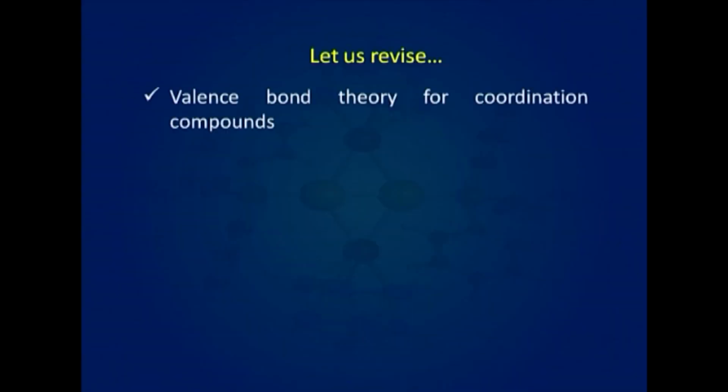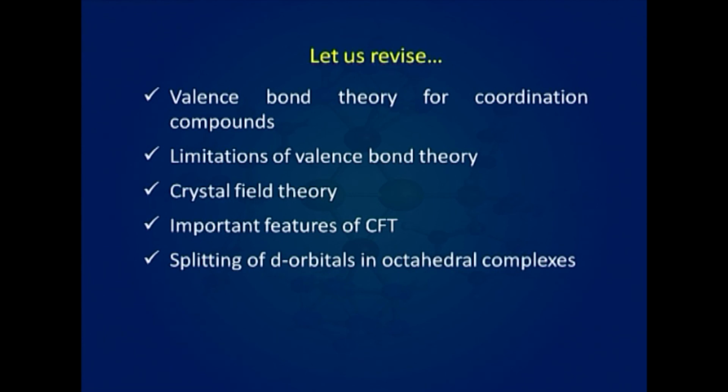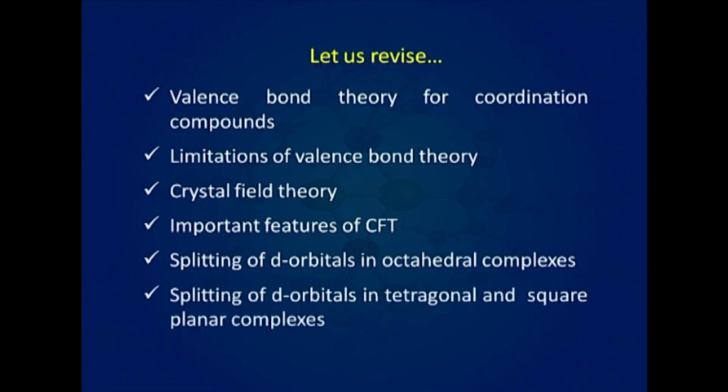Note that the crystal field model does not explain the bonding in coordination complexes. It describes only behavior that can be attributed to electrons on the transition metal atom in the coordination complex. So, at the end of this lecture, let us revise what we have learnt today. Today we discussed valence bond theory for coordination compounds, limitations of valence bond theory, crystal field theory, important features of crystal field theory, splitting of d orbitals in octahedral complexes, and splitting of d orbitals in tetragonal and square planar complexes.